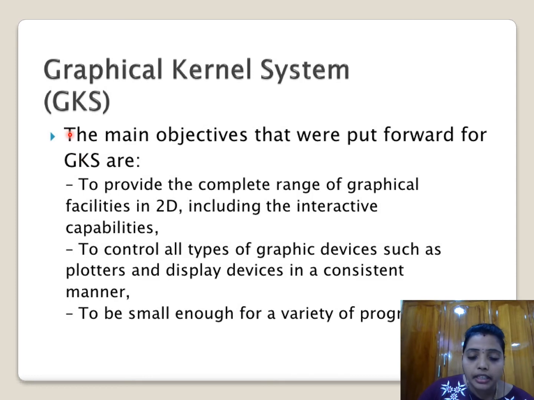Everything will happen by using this Graphical Kernel System. To control all types of graphic devices such as plotters and display devices in a consistent manner. By having this system, we can control graphic devices like plotters and display devices. Everything will come under this system. To be small enough for a variety of programs. Here, this small system controls a variety of programs. Okay.